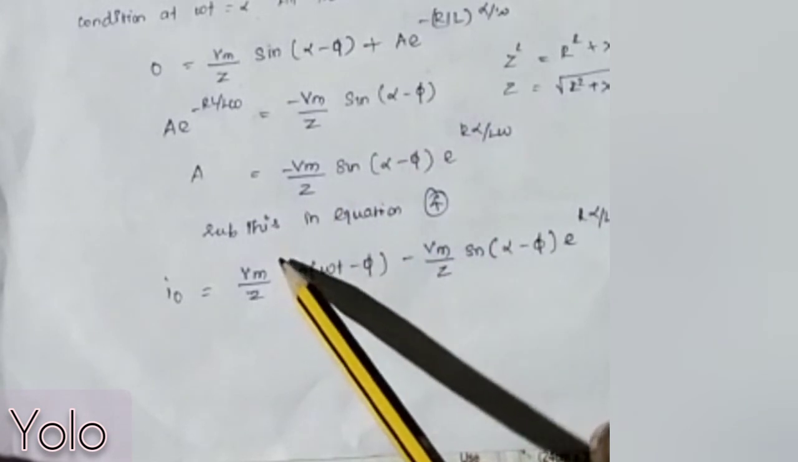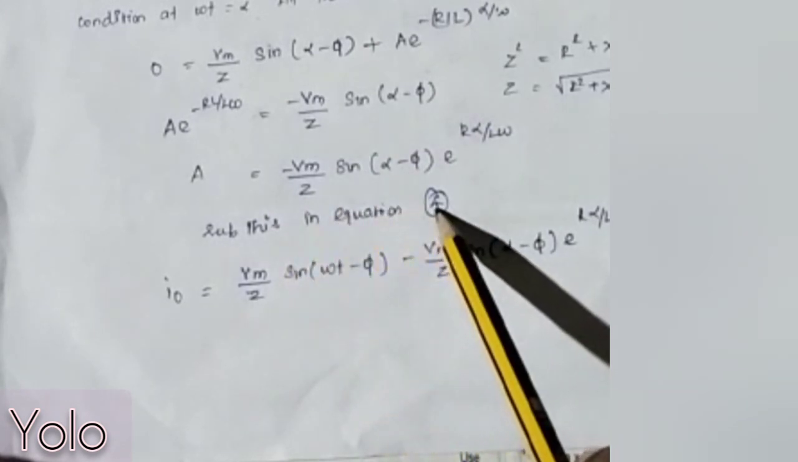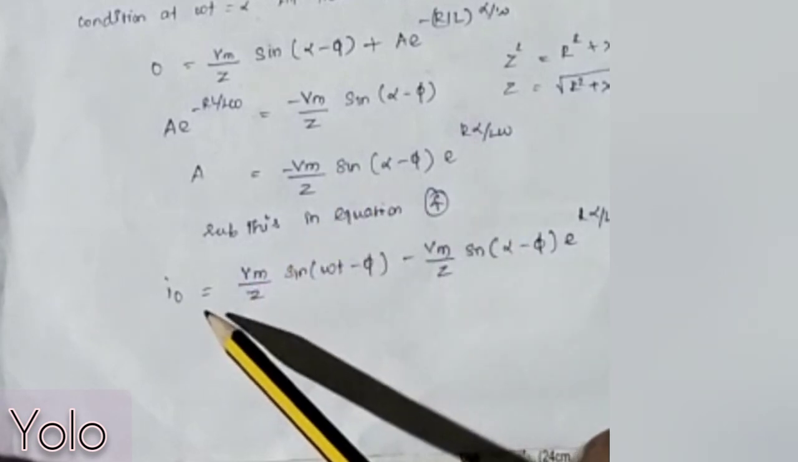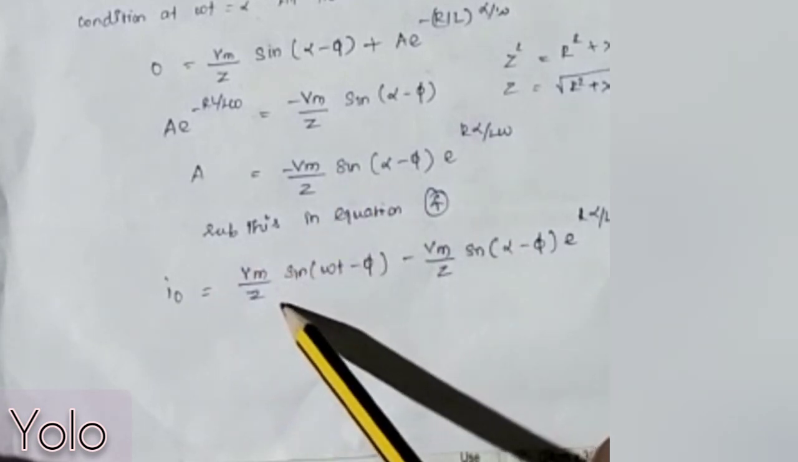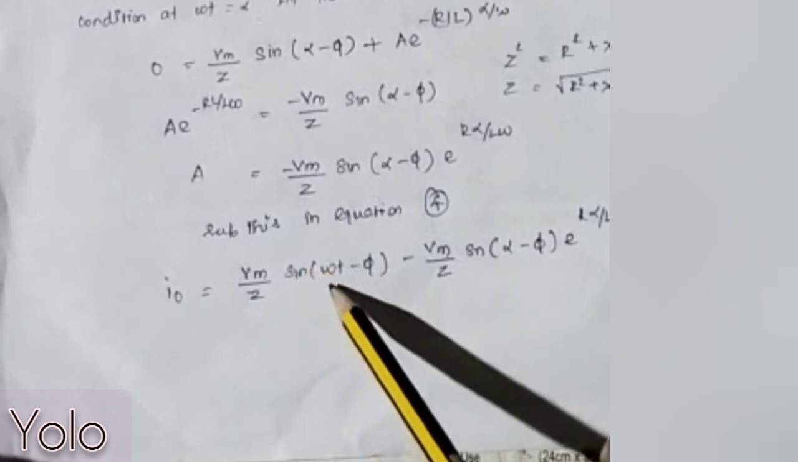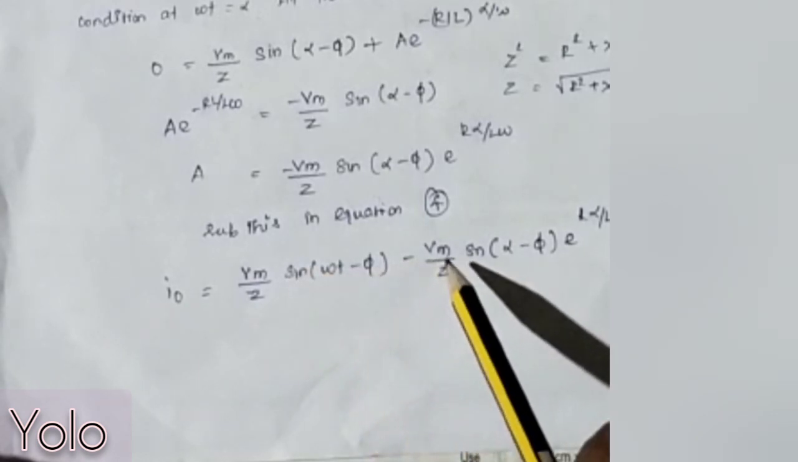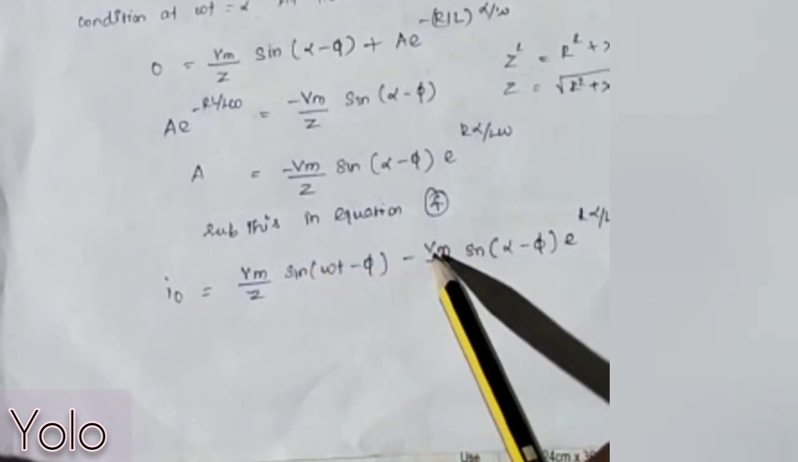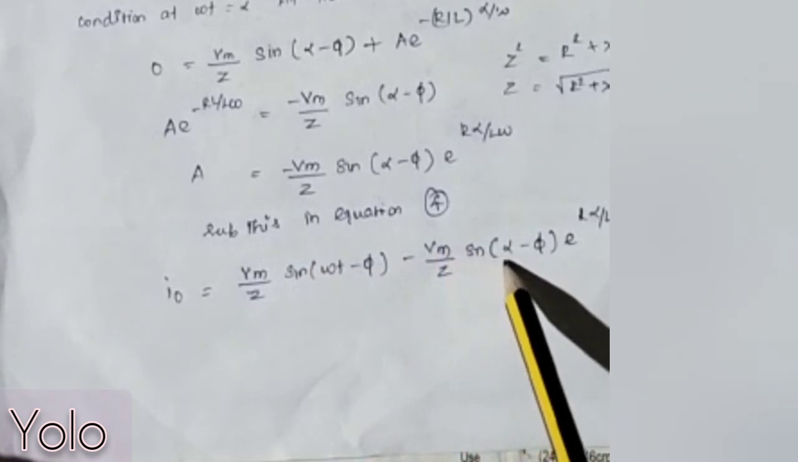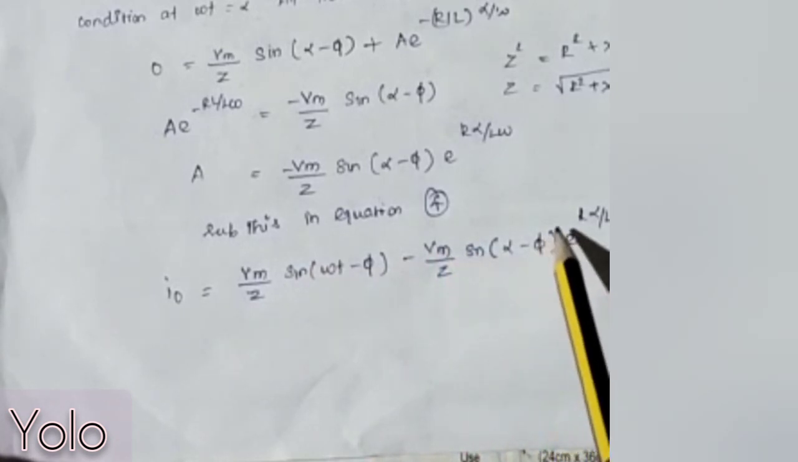So we get the I0 value. I0 equal to Vm divided by Z sin of omega t minus phi, minus Vm divided by Z sin of alpha minus phi, e power of R alpha divided by L omega, into e power of minus R divided by L into t. So we get the equation for I0.